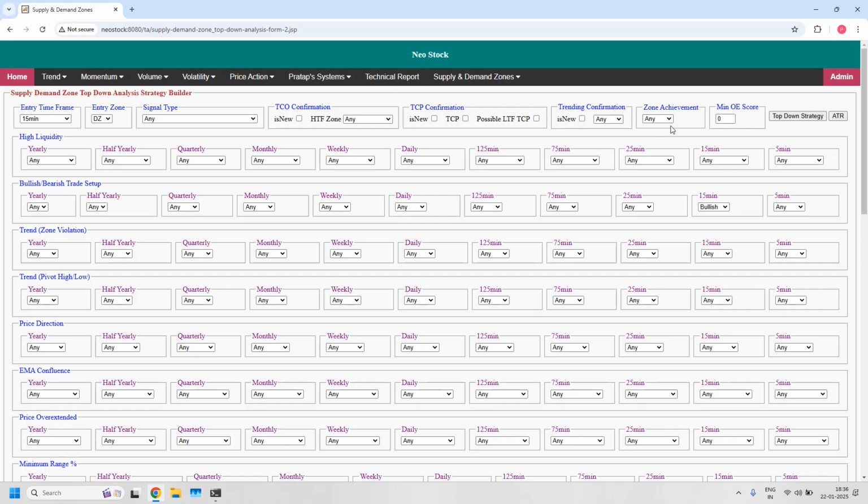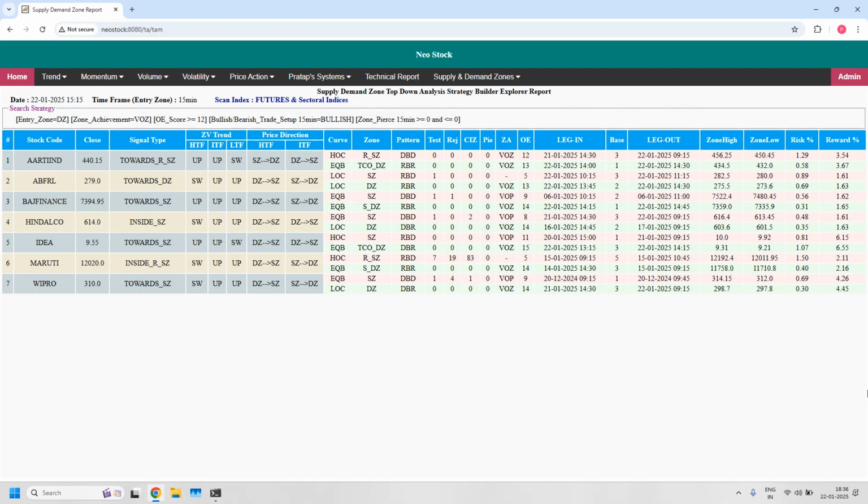Pierced count 0 means the zone is not pierced. And zone achievement is violated opposing zone. Minimum odd enhanced score should be 12. All three filters are applied to the 15 minute demand zone. Now let's filter the stocks. We got 7 stocks. These 7 stocks are supporting bullish trade setup for daily income trade. And entry time frame zones are 15 minute demand zones. Out of these 7 15 minute demand zones, some have high probability, high liquidity zones.